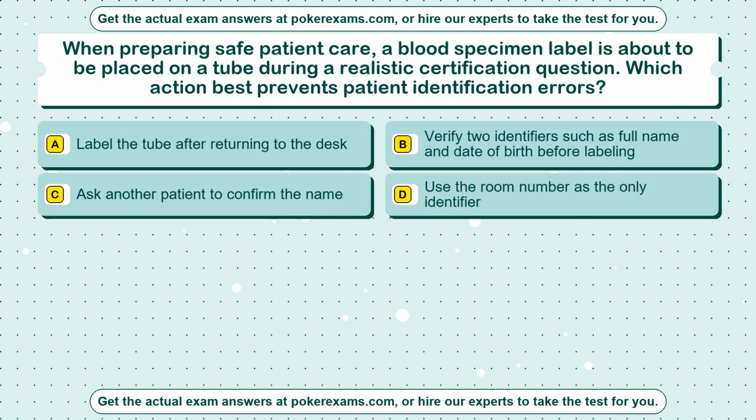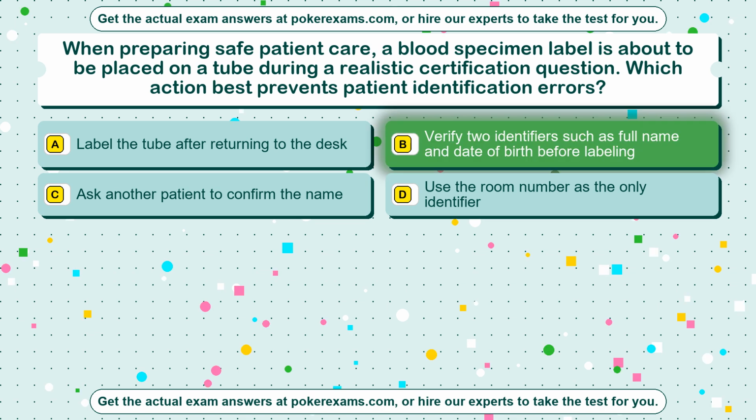Question 2. When preparing safe patient care, a blood specimen label is about to be placed on a tube during a realistic certification question. Which action best prevents patient identification errors? Option A. Label the tube after returning to the desk. Option B. Verify two identifiers such as full name and date of birth before labeling. Option C. Ask another patient to confirm the name. Option D. Use the room number as the only identifier.